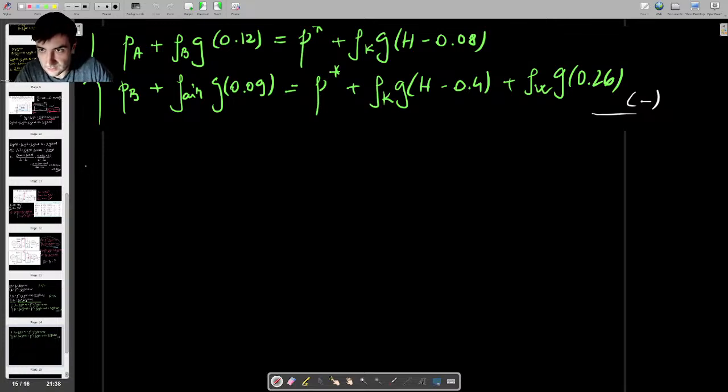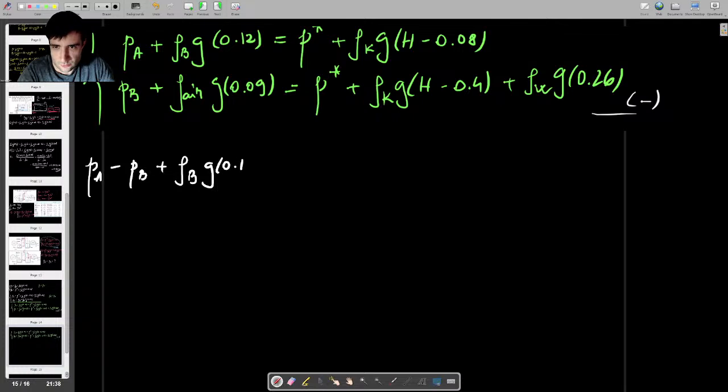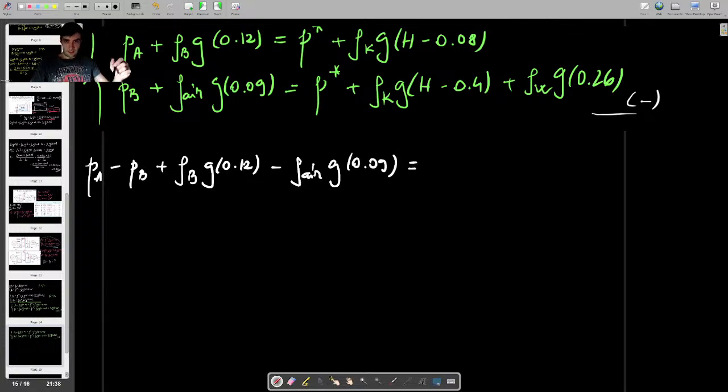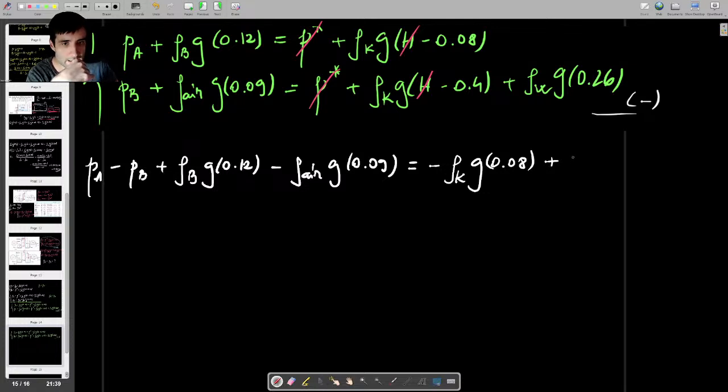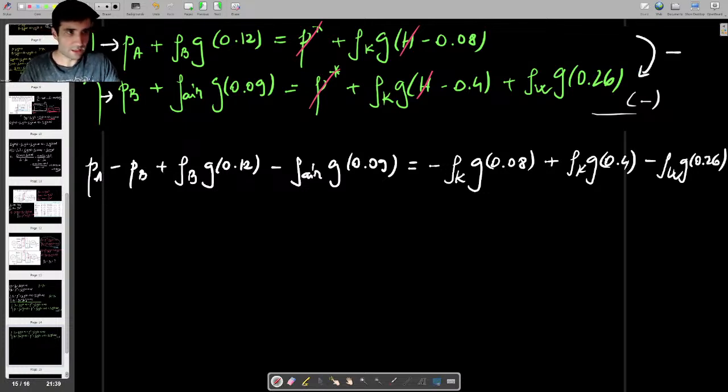Okay, so if I subtract the two, I have PA minus PB, and then I have plus rho B G 0.12 minus rho air, so I'm subtracting them kind of like one by one, equals. So the nice thing about it is that the P stars are gonna go, so those cancel, this cancels with this as well, and then I have rho K G, that should have a minus in front. So I have minus rho K G 0.08 plus rho K G 0.4 minus rho water G 0.26. Okay, so I did this side, this equation minus this equation, so I did this minus this, like that.